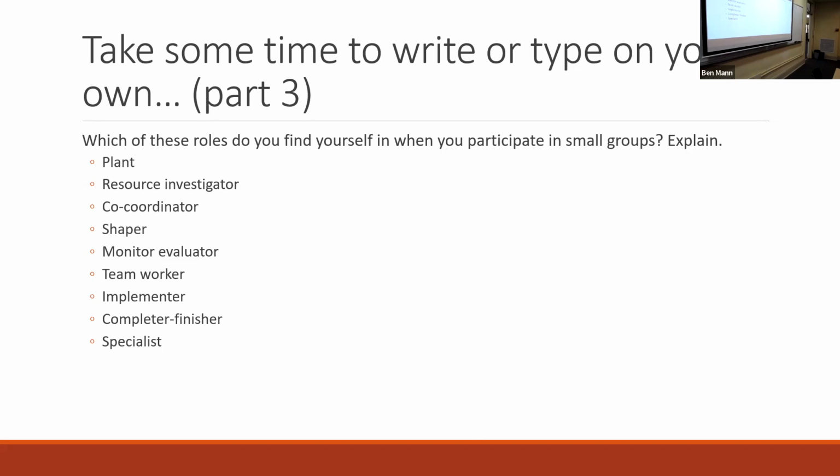So I'm curious, of the parts of this inventory, how many people included plants? Many people included resource investigator, co-coordinator, shaper, monitor evaluator, team worker, implementer, completer finisher, and specialist. So a lot of variation, kind of similar to my last class. Most people chose team worker, and I think that's interesting.